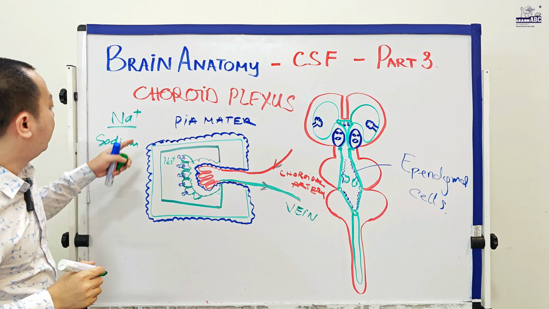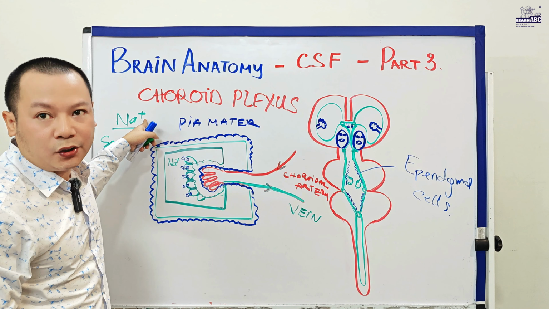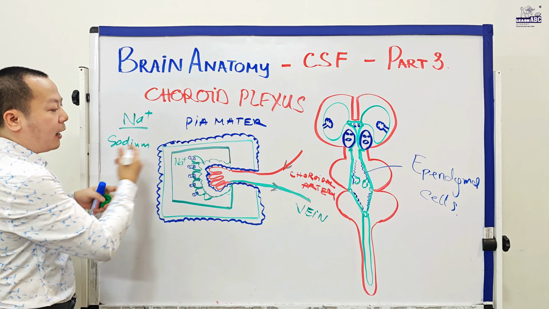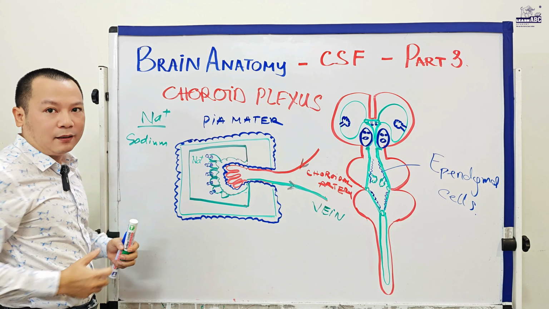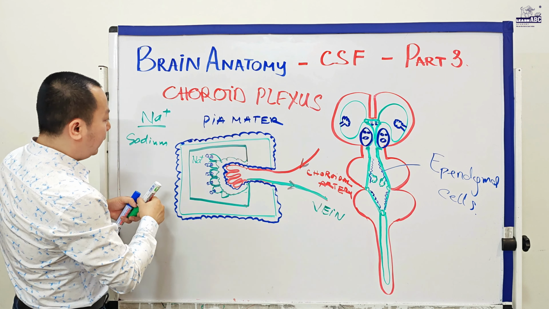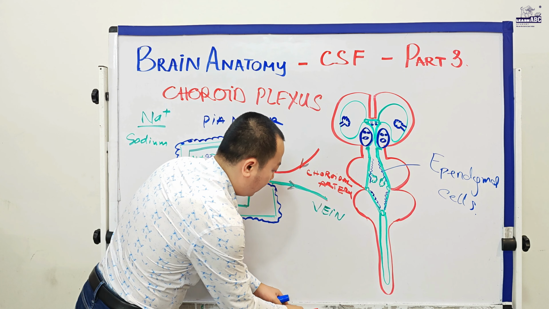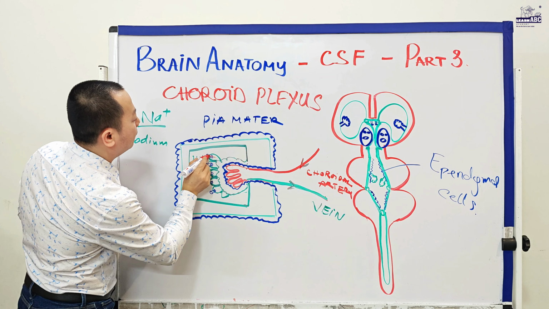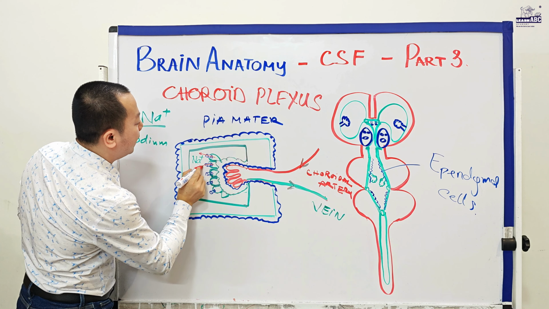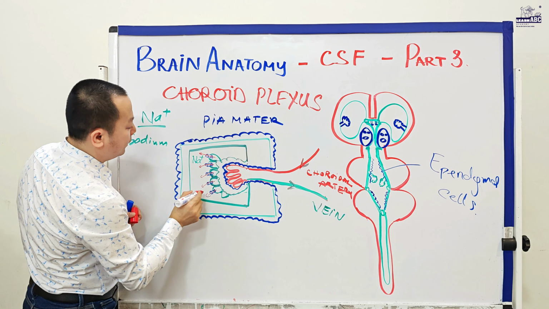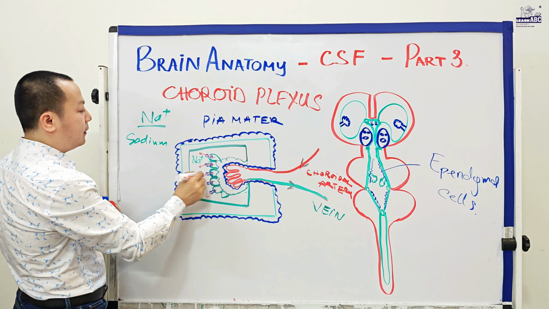And you know that sodium is positively charged, right? When the sodium goes out, it will attract something to go with it. What is that thing? Sodium from inside, positively charged, will attract something out with it. And what is that? That is chloride.